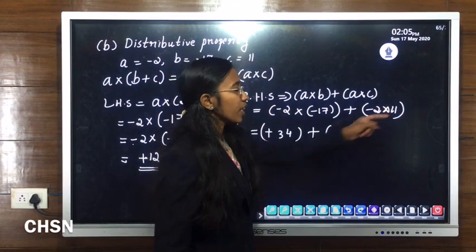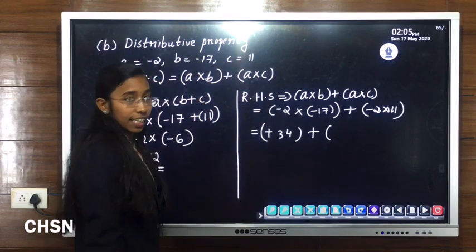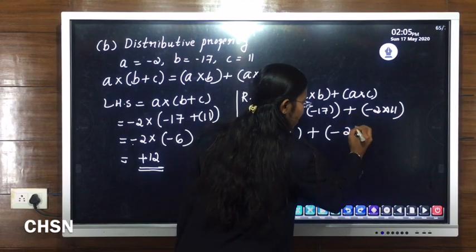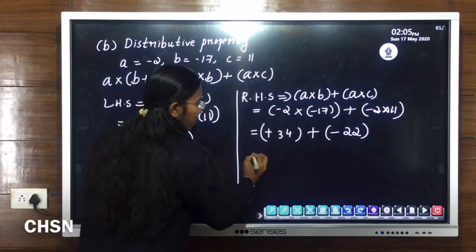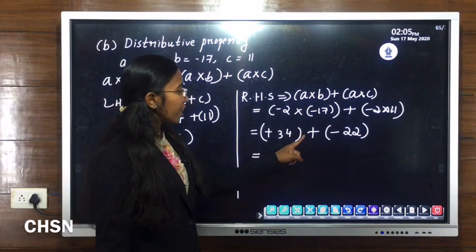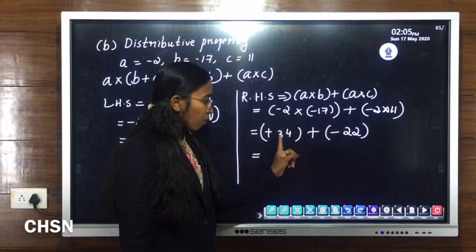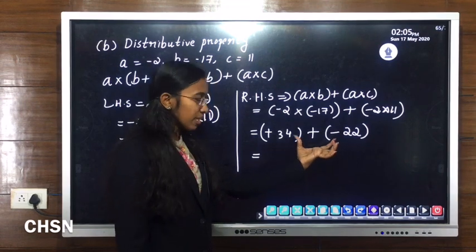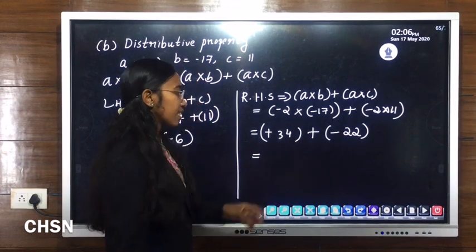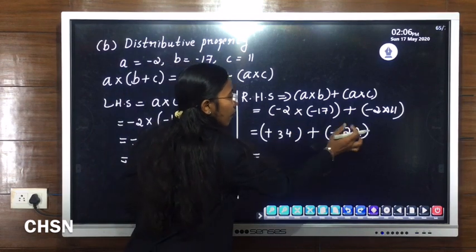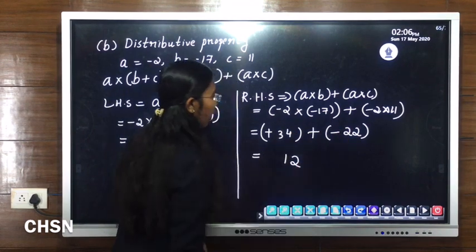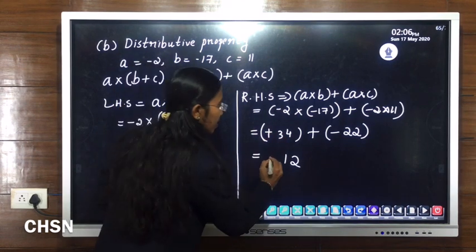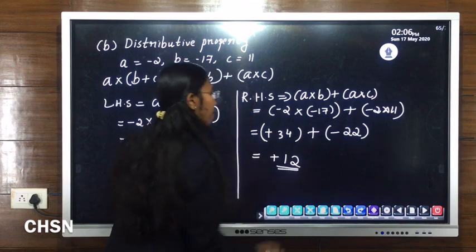One is negative and one is positive. That is unlike integers. So here sign is always negative. 2 into 11 is minus 22. And this here is addition of two integers. One is positive and one is negative. So find the difference between two numbers and put the sign of largest number. What is the difference between 34 and 22? That is 12. 34 is the largest number, so the sign of largest number is plus. So the answer is plus 12.